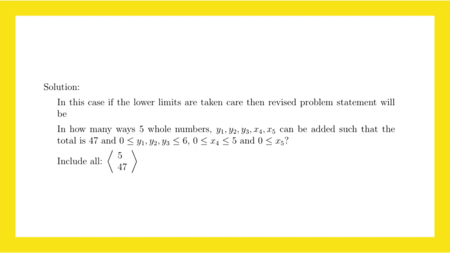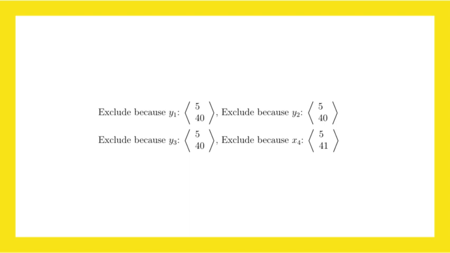Every time you will replace y1 plus 1, y2 plus 1, y3 plus 1 in place of x1, x2, x3 respectively. So you will get that 3 in LHS which will transpose to RHS, and hence you will get RHS 47. Therefore include all 5 choose 47. Now because of 1, if we are excluding, we have to change the upper limit of y1, y2, y3.